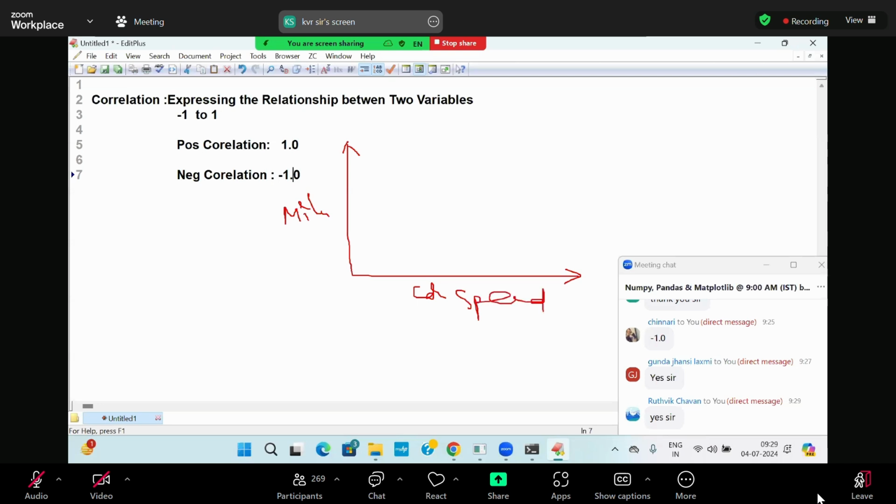Car speed. Tell me, going slowly, what will happen? Going slowly or going fast? Going fast, going average, going slow. Even in your bike also, some green symbol is there, which means it is recommended to drive at that speed. Going very fast, what will be the fuel consumption? Going fast, fuel is more. Okay, correct. Going fast, fuel consumption is more.